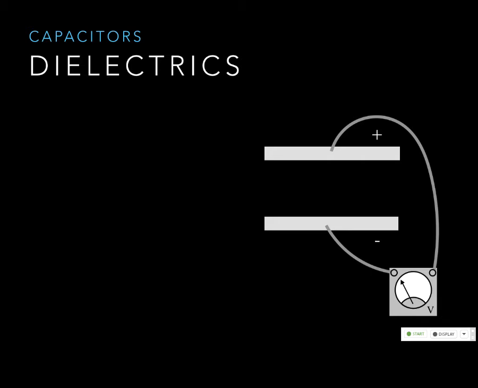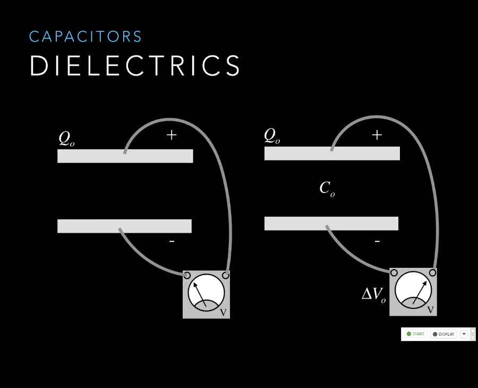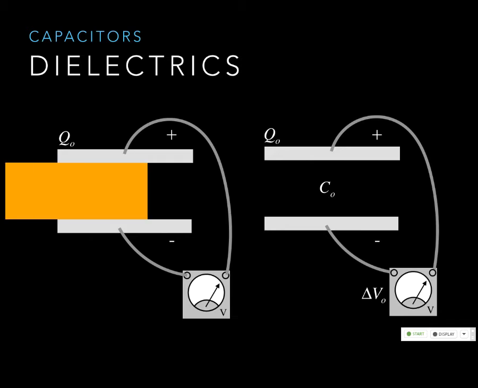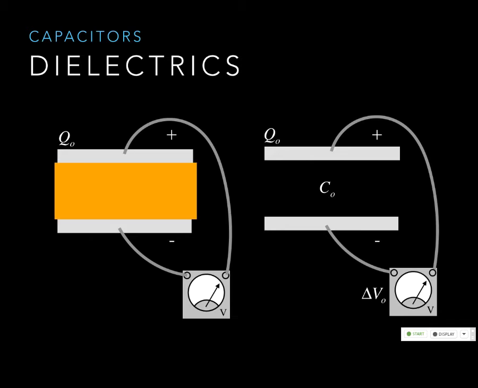So here's a little experiment we're going to do virtually. Here's our capacitor. It's got some charge Q naught. Here's our voltage, so we're measuring voltage. This is a little voltmeter. It has a voltage V naught, and it has a capacitance C naught, which depends on epsilon naught, the area and the distance, because it's a parallel plate capacitor. Here's the same capacitor over here, but we're now going to put a dielectric in it.